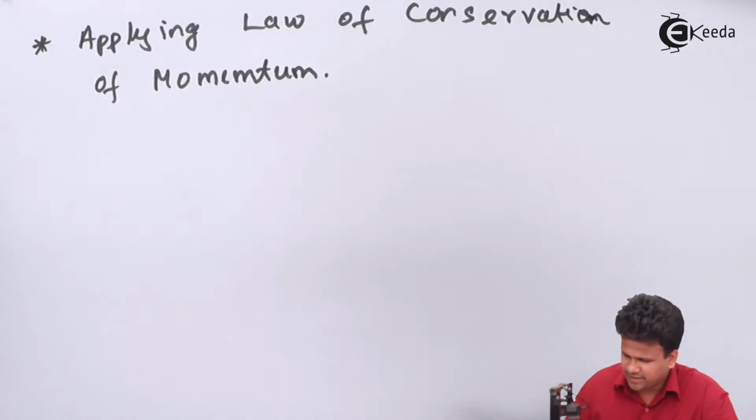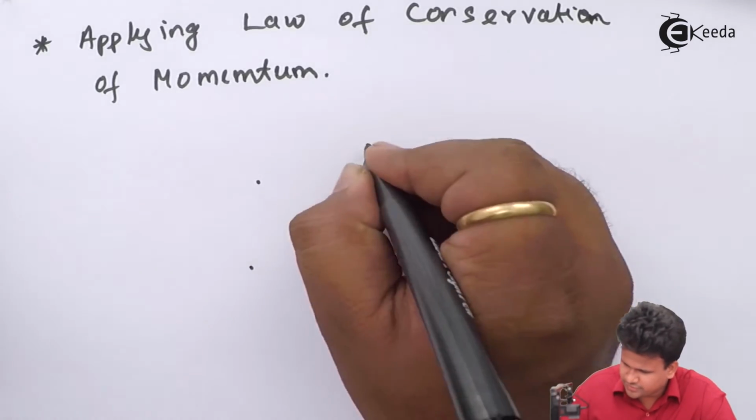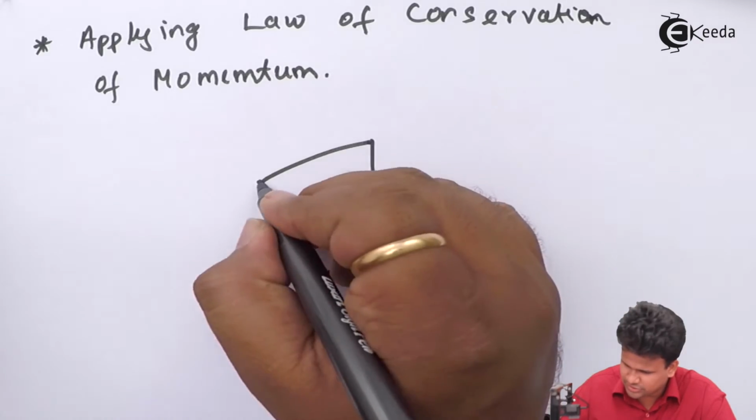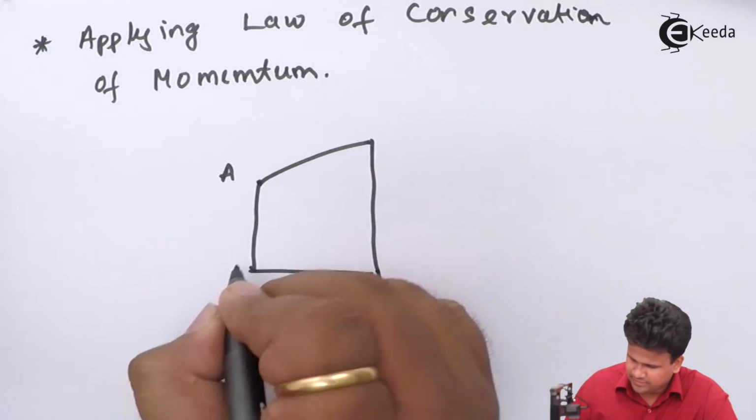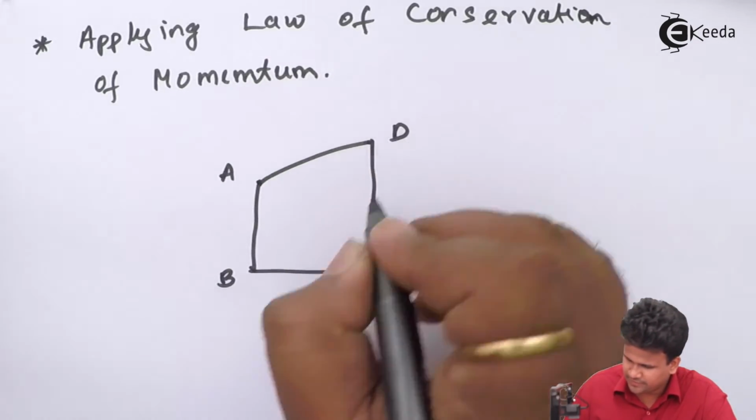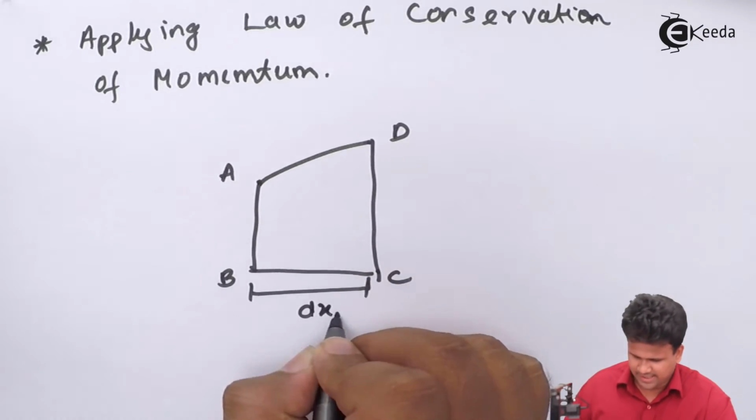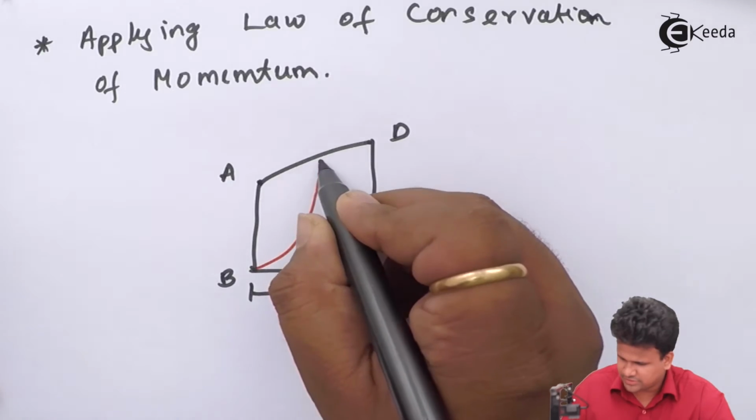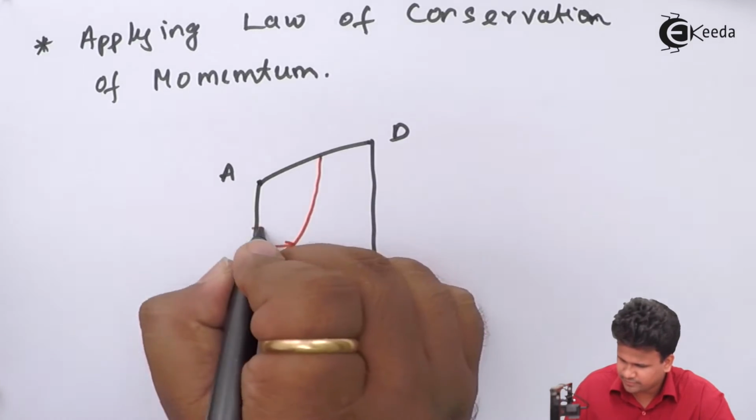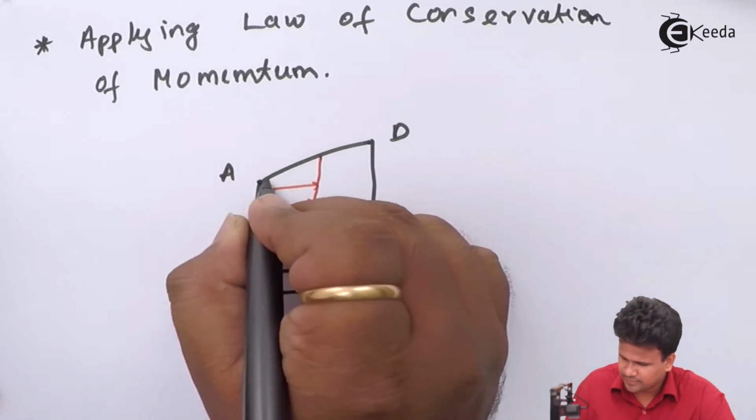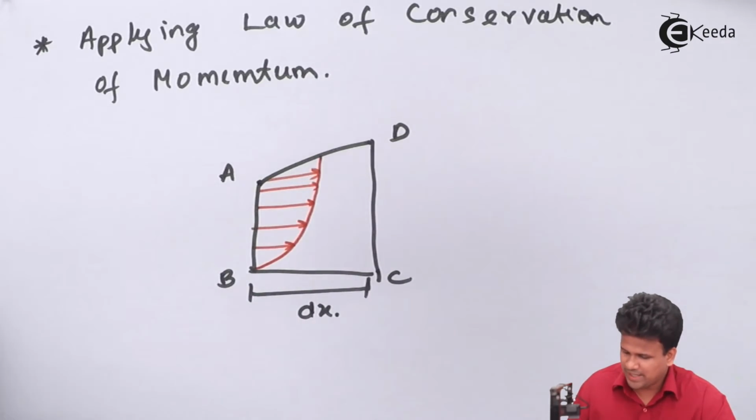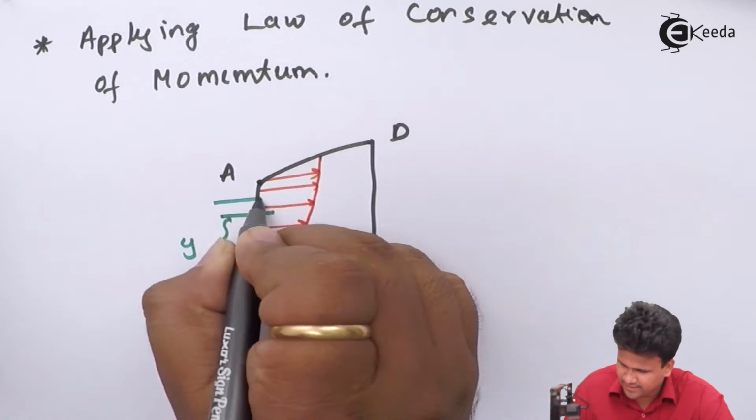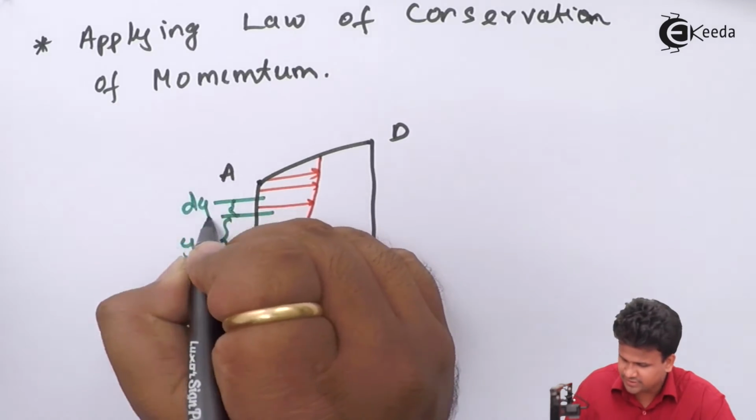So let us draw the diagram again. There were four dots over here, so this is how the section looks. This is A, B, C, D. This part is dx. And here we have a small velocity gradient, and at a distance y, we have a strip that is dy.